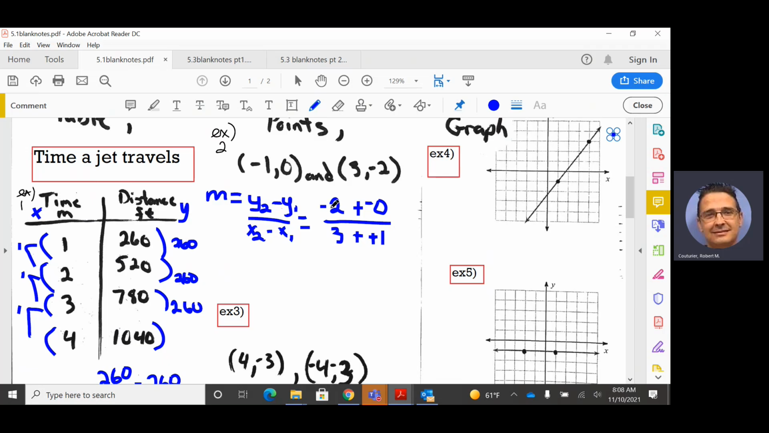All right, so now we have -2 plus 0. Well, -2 plus 0 is just -2. And then we have 3 plus a +1. That's 4. Now, if we go to reduce this, right, because this does reduce, 2 goes into 2 once, 2 goes into 4 2 times, and because it's a negative divided by a positive, it stays negative. So there is your slope there.